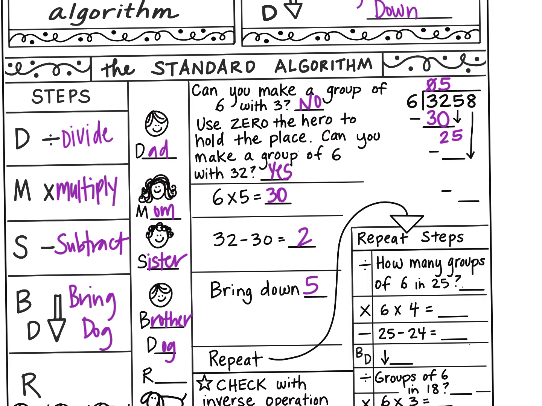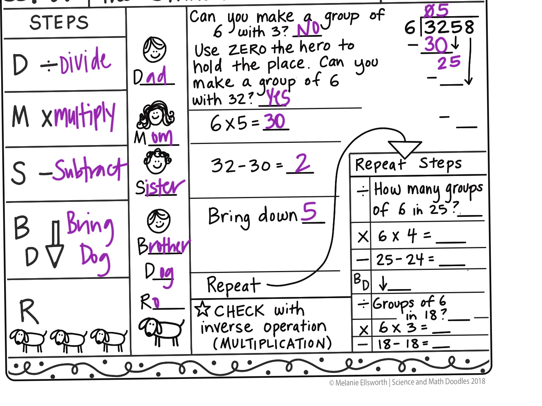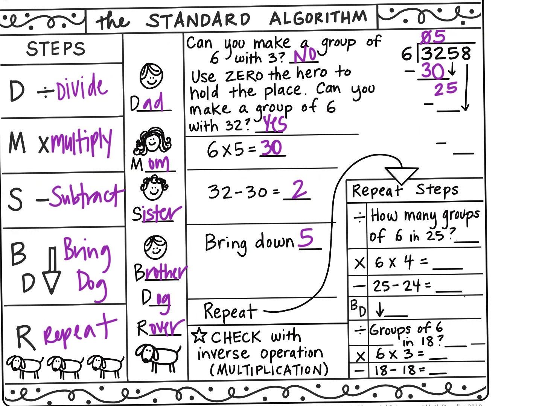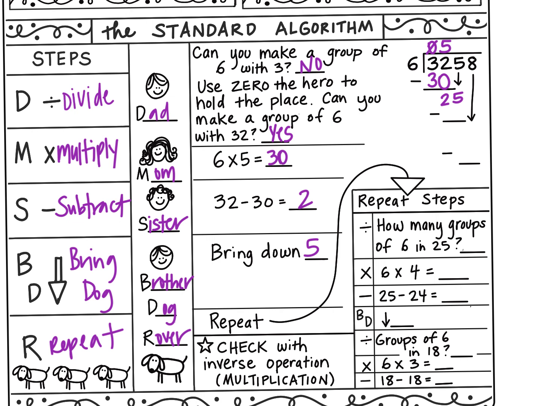Now, my dog Rover tells me to repeat. So I'm going to repeat the steps that I just did, starting with the division. So how many groups of 6 are in 25? How many groups of 6 can I make out of 25? 4. So I write 4 at the top.